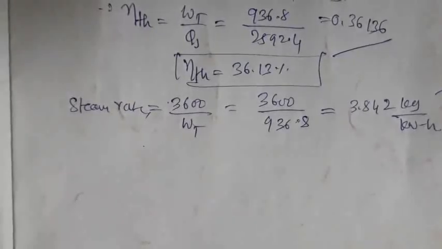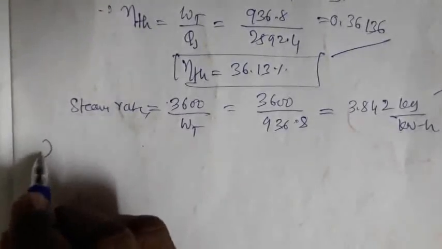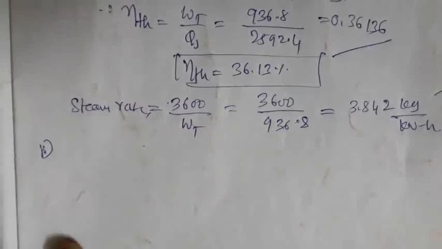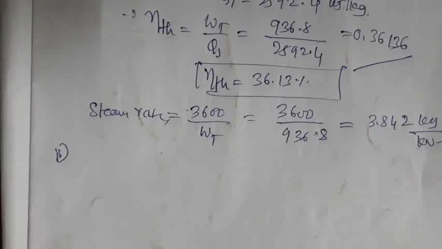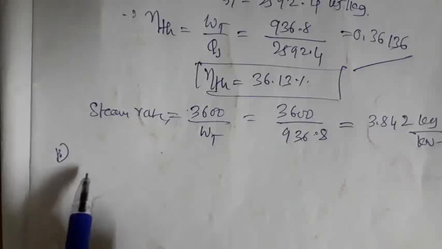Now we have the second part of the problem, wherein we need to compare this open feed water heater regenerative Rankine cycle with the simple Rankine cycle. For that reason, let me draw the simple Rankine cycle with the same notations, so that we can utilize the values that we have already calculated in the present problem.